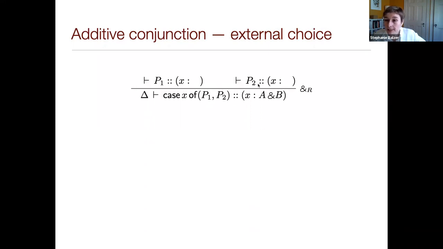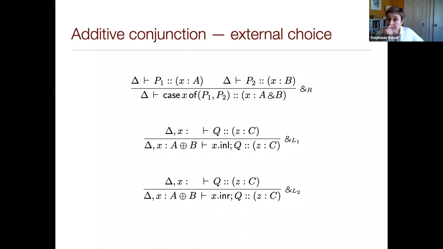So we have two premises here. If the client sends the label inleft, then we continue with program P1 and now offer a session A. Otherwise, we offer a session B. And again, we don't change our linear context.